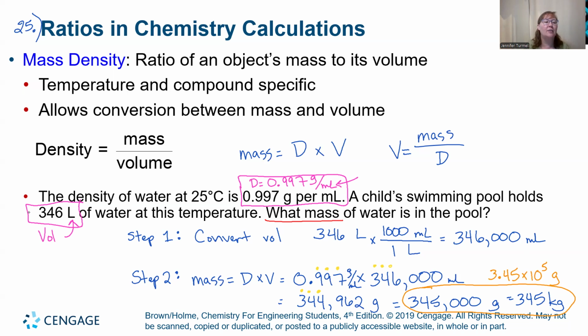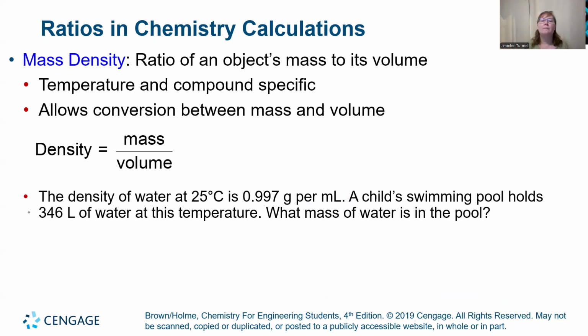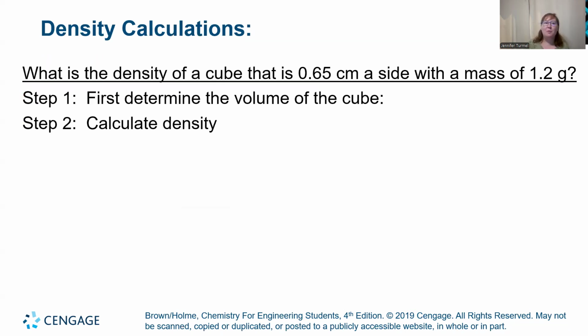All right, let's take another look. Part 3 will be nice and short. Now we have a density calculation, and this is slide 26. It says, what is the density of a cube that is 0.65 centimeters per side with a mass of 1.2 grams? If you can't see everything on the slide, it is all in your notes template, which hopefully you are filling out with lots of neat and tidy math.